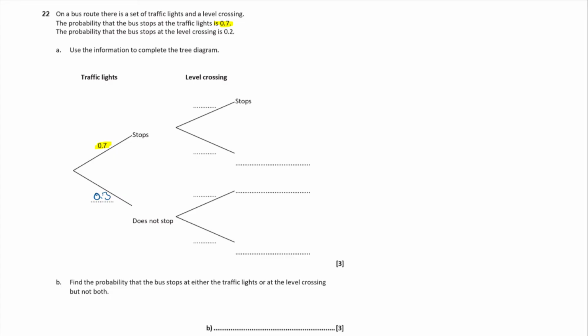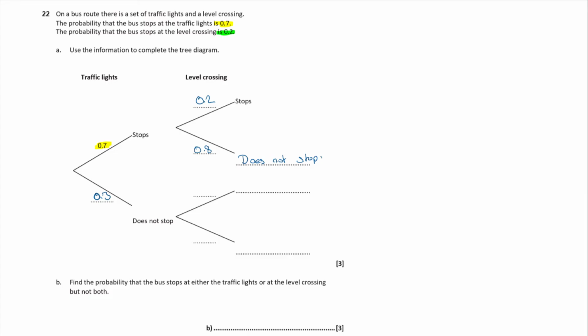Now we're also given the probability for stopping at the level crossing. So stopping at the level crossing is going to be 0.2, and if the probability of stopping is 0.2, then the probability of not stopping, does not stop, is going to have to be 1 minus 0.2, which is 0.8.